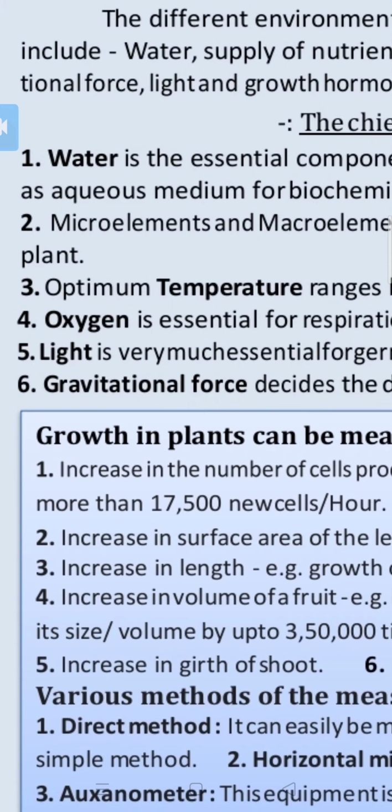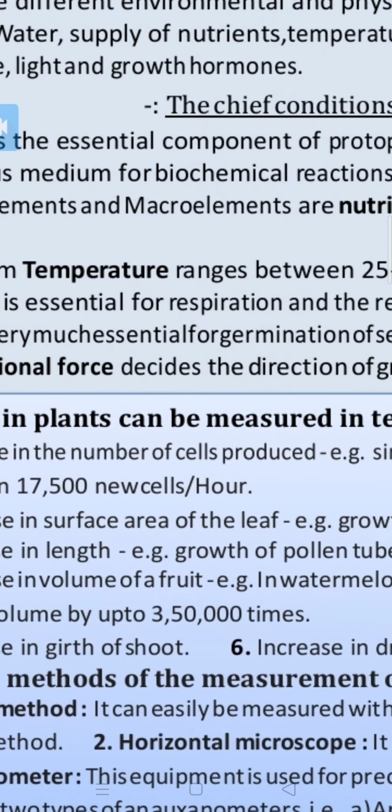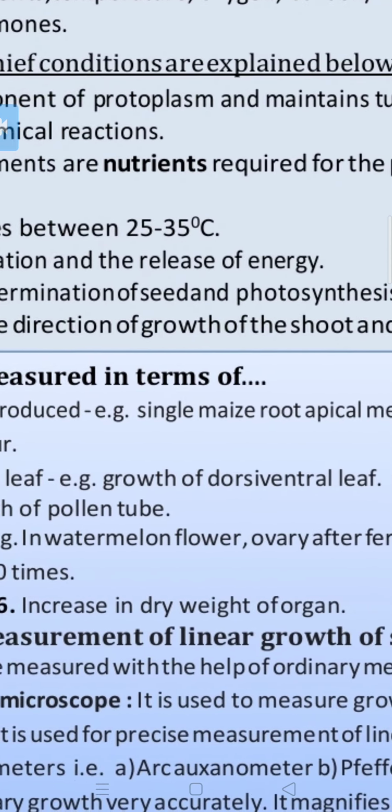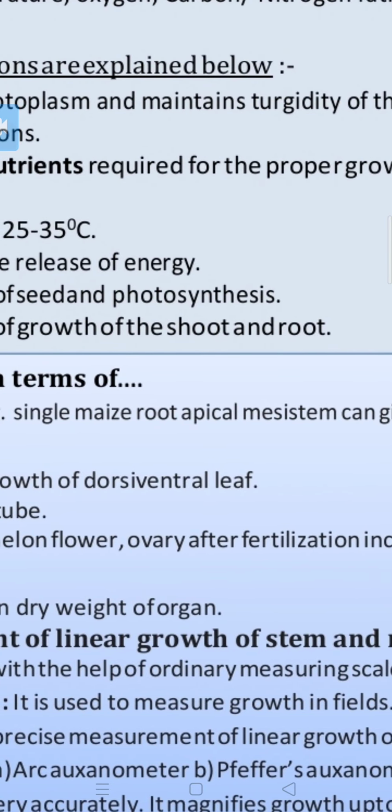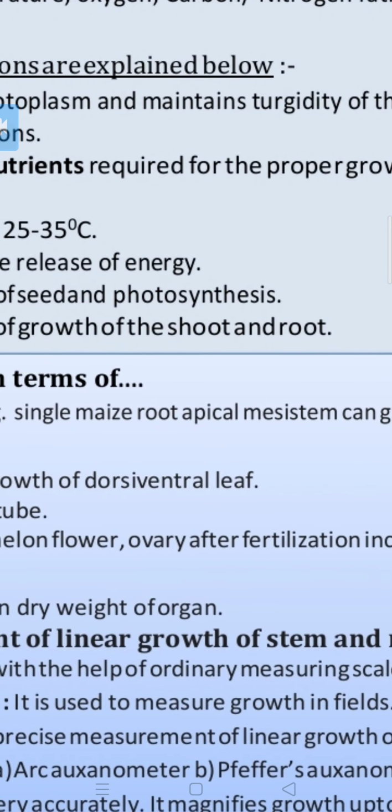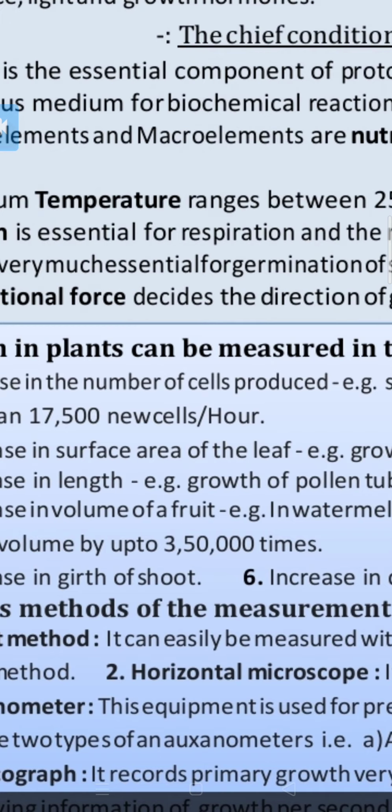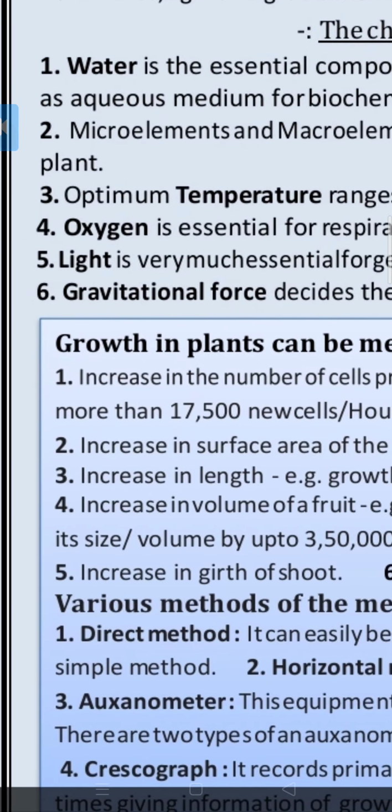The sixth one is gravitational force, which decides the direction of growth of shoot and root. Gravitational force opposes apical dominance by increasing the lateral branches' growth. So it is also important in shoot development as well as root development, that is, it increases the length of root, so the roots go deeper into the soil and it helps in the absorption of sap from the surrounding soil.